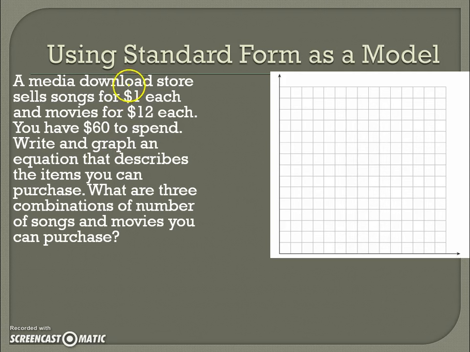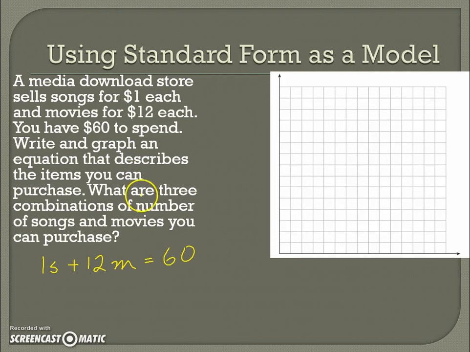So here, we're going to have 2 things. We have songs and movies. So songs are $1 plus $12 for movies, and we have $60 to spend. So the amount of money that we spend on songs, plus the amount of money we spend on movies, added together must equal 60. All right, it could actually equal less, but we'll work with inequalities later. For now, we're just going to say must equal 60.